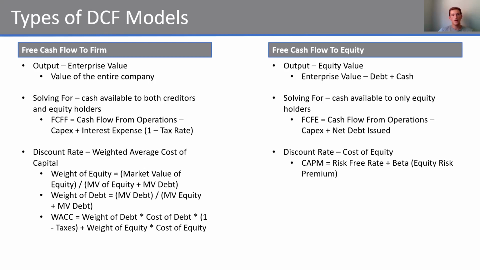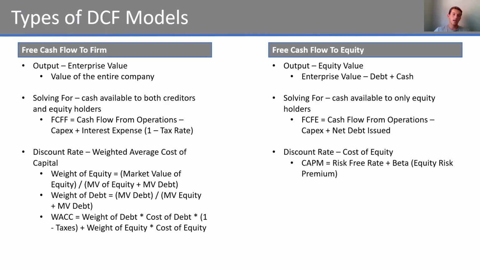So what does the free cash flow to the firm formula look like? It's cash flow from operations minus CapEx plus interest expense multiplied by 1 minus the tax rate. So you get a little bit of a tax shield from the tax rate. Once you discount back, the discount rate you're using is the weighted average cost of capital. When you're putting together the discounted cash flow model, you'll get all the cash flows using the free cash flow to the firm calculation, and then you'll discount back using the weighted average cost of capital.